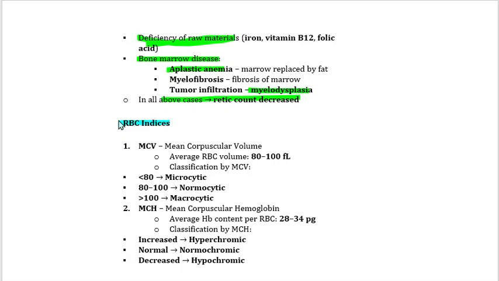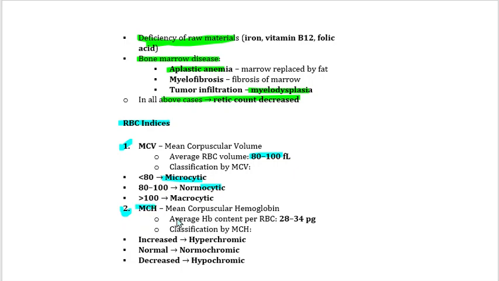RBC indices, the two most important are mean cell volume, MCV, and MCH, mean corpuscular hemoglobin. MCV is the average RBC volume. Normal size is 80 to 100 femtoliter. Classification by MCV: if less than 80 femtoliter, then it is microcytic. If 80 to 100, it is normocytic, and if greater than 100, then it is macrocytic.